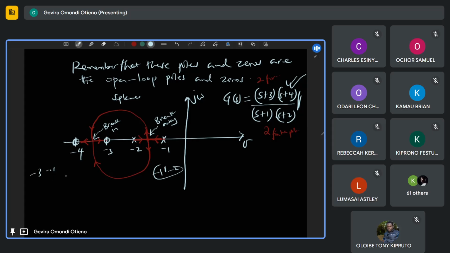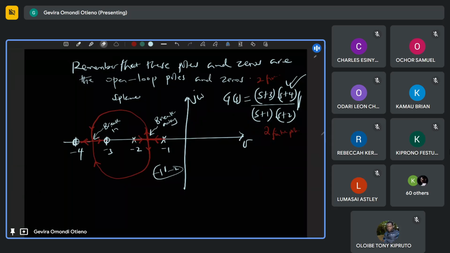If your solution is smaller or greater than this range, then you know your answer is wrong, because the break-in must be between -3 and -4. So it must be -3 point something, and the breakaway point must be -1 point something. That's very obvious from the observation there. So this is basically a root locus now. Whatever I've drawn in red is a root locus, and notice it gives the direction of movement.